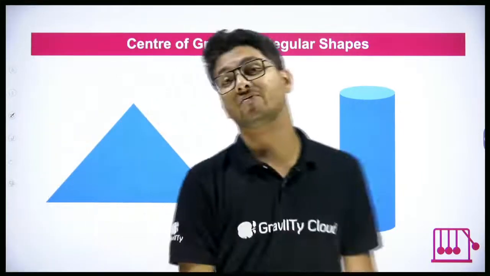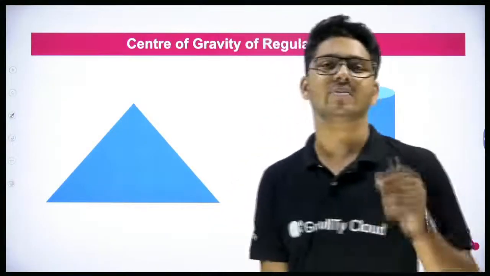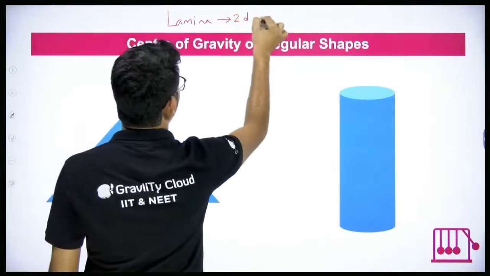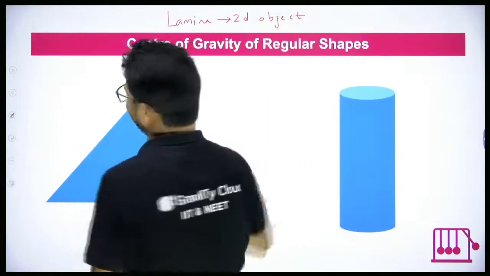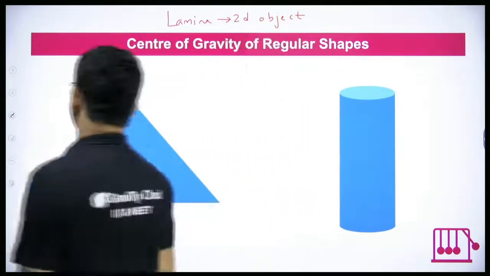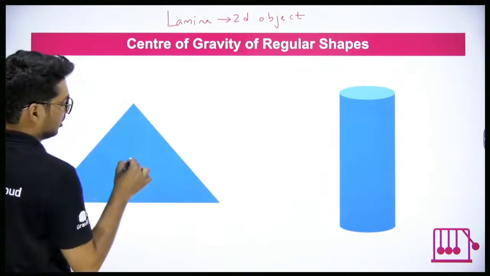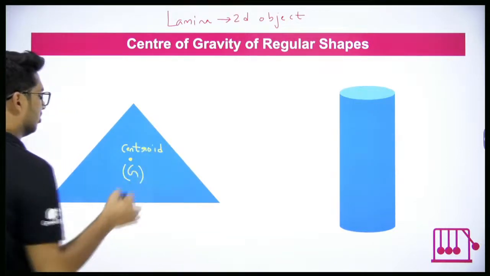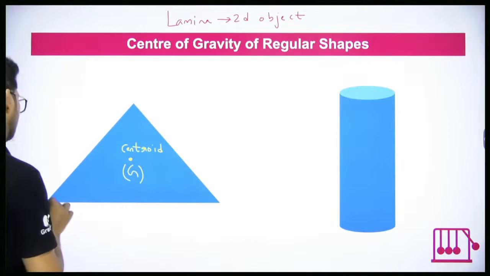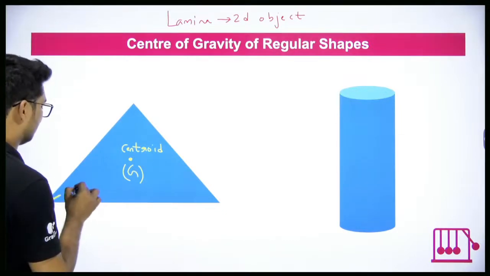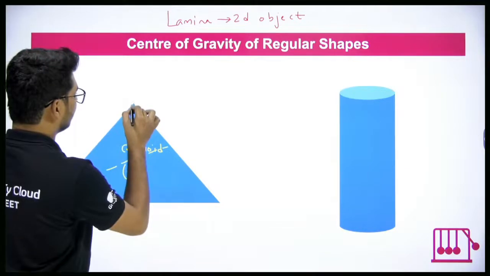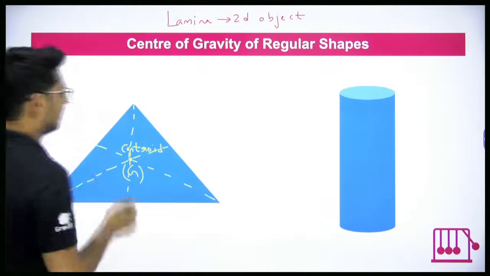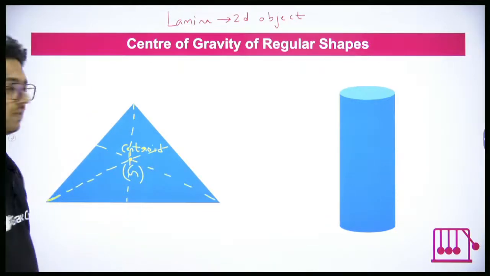And for a triangular lamina, lamina will mean a 2D object. Understand this, lamina is not 1D, lamina will mean 2D object. So when we take a triangular lamina, the center of gravity will be at the centroid. Wherever the centroid is, there you'll have the center of gravity. And how do you find the centroid? That's part of maths, you should know it. Wherever the medians meet, that is the centroid. Got it?